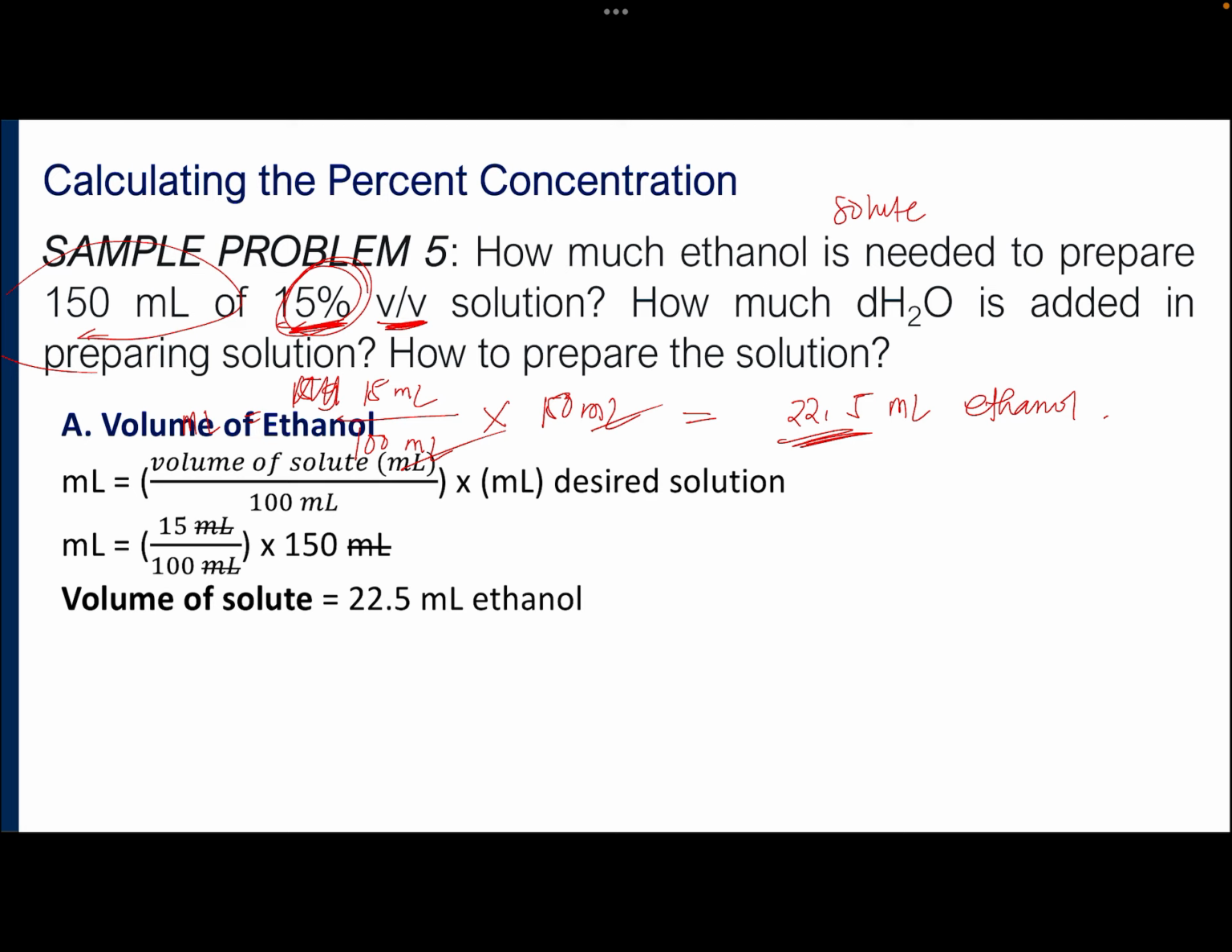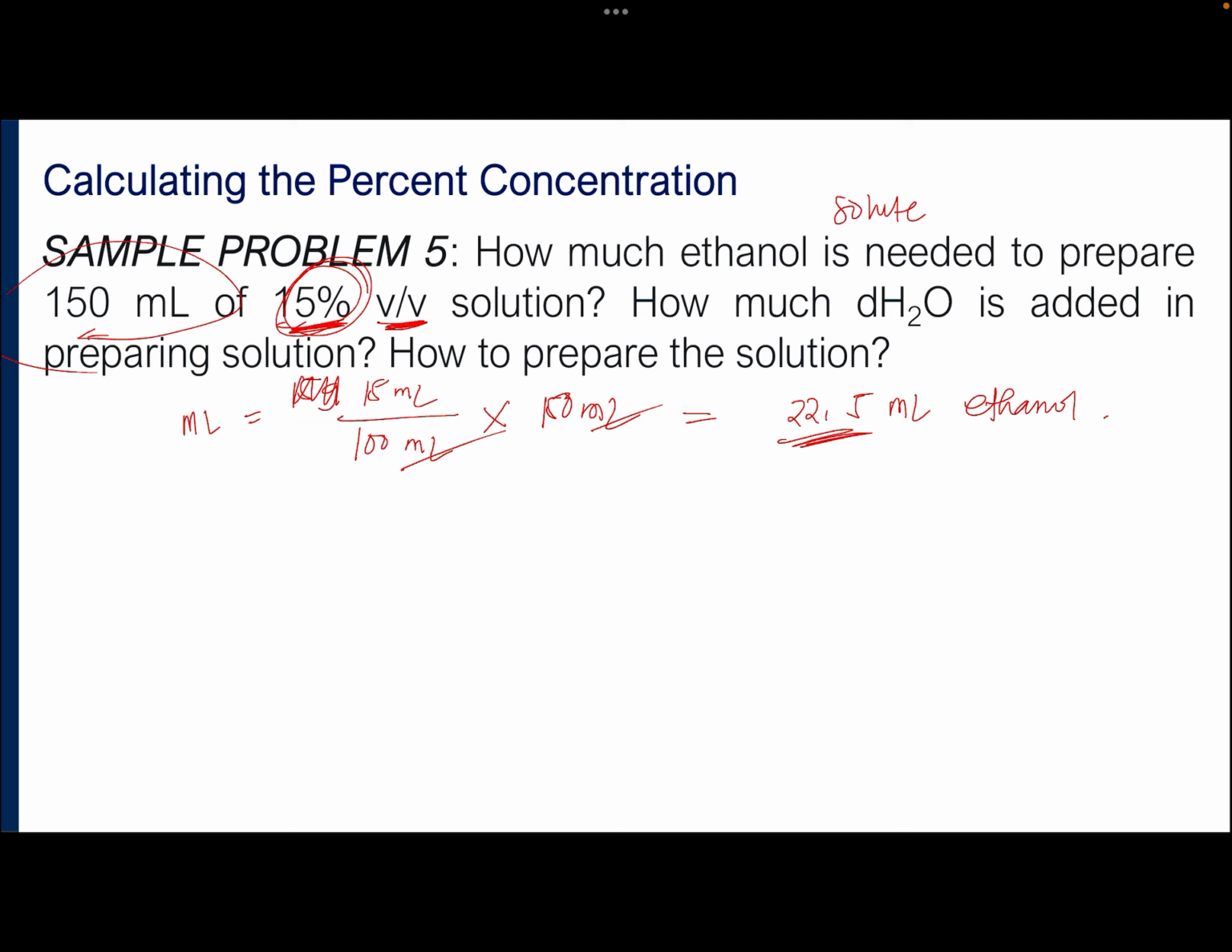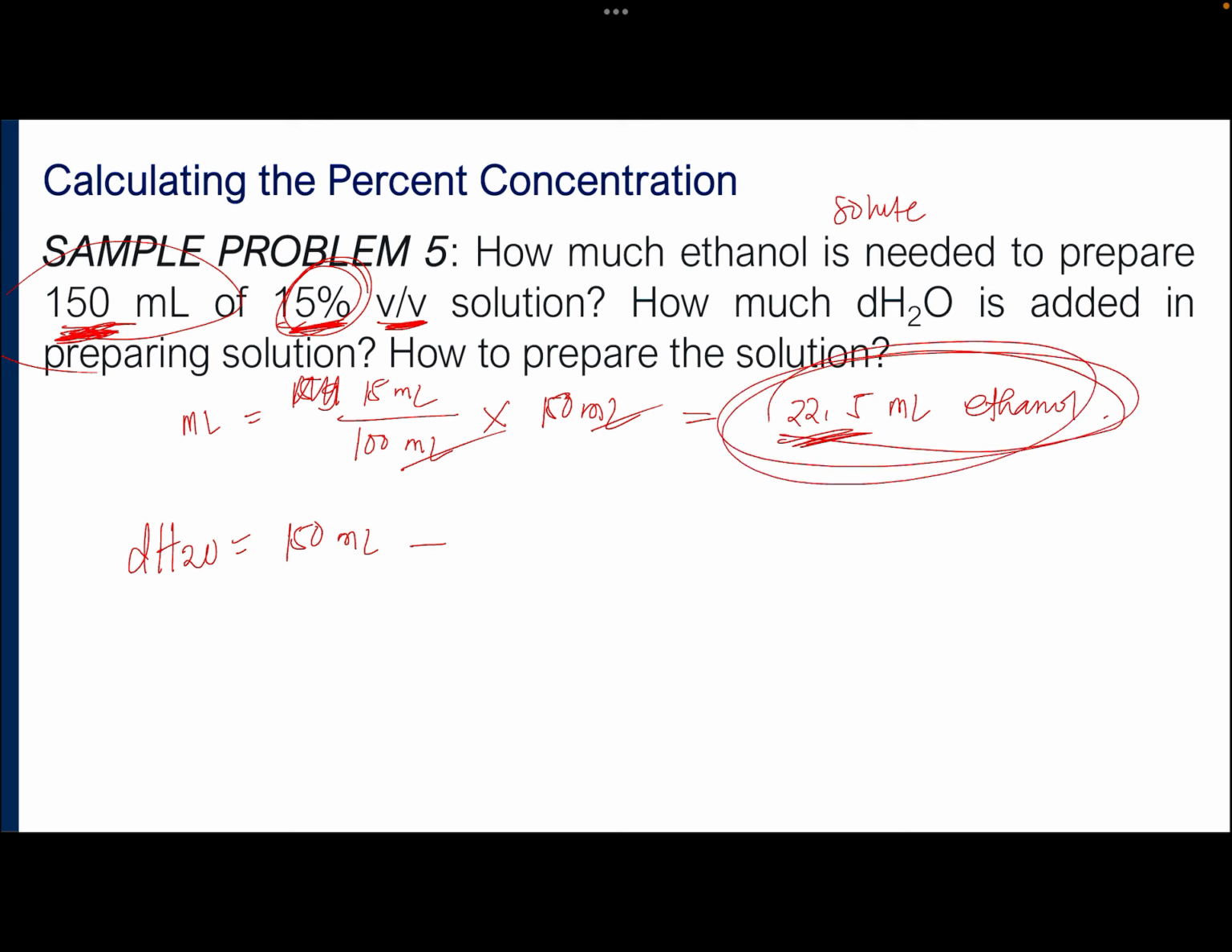Okay, so how much water do we need? So to solve for water, the volume of water equals the volume of solution, which is 150 ml, minus the volume of solute, this is the solute, which is 22.5 ml of ethanol. So how much volume of water do we need? We just subtract them. We have 127.5 ml of distilled water.